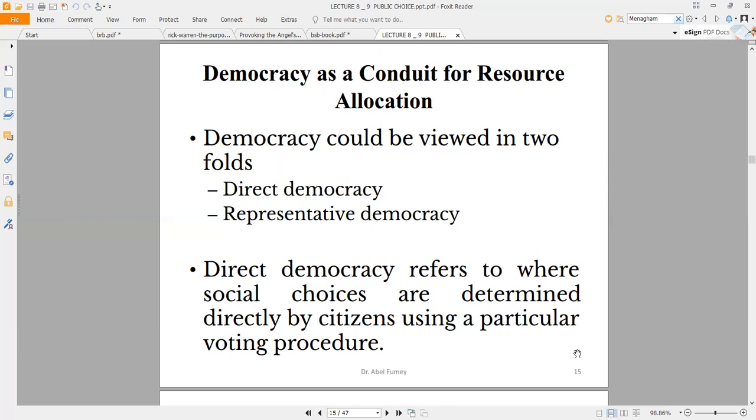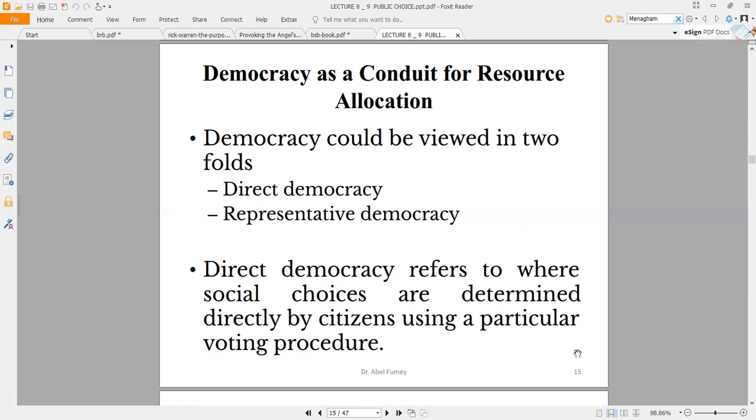Okay. Now, if we talk about direct democracy, we are talking about the case where the social choices, the quantity of goods and services that must be produced, the policies that we go for, are determined directly by the citizens. Okay, so the entire citizens will determine the policy that must be implemented, the quantity of goods and services that must be produced using a particular voting procedure.